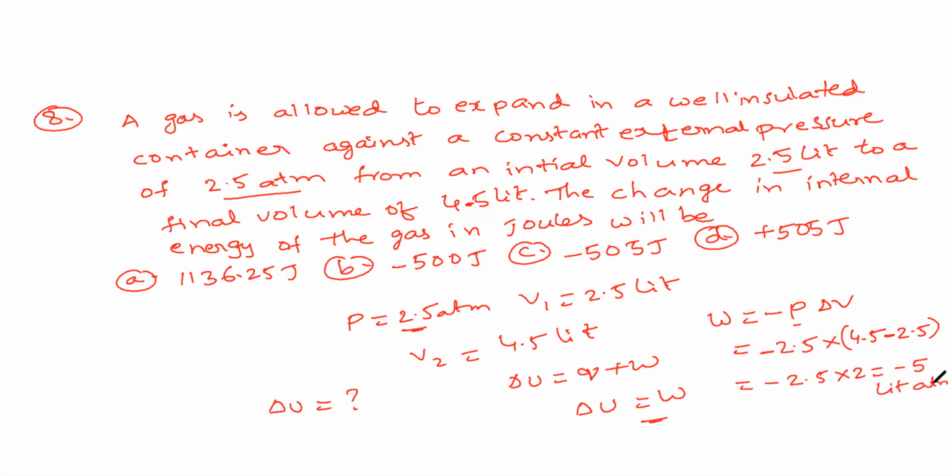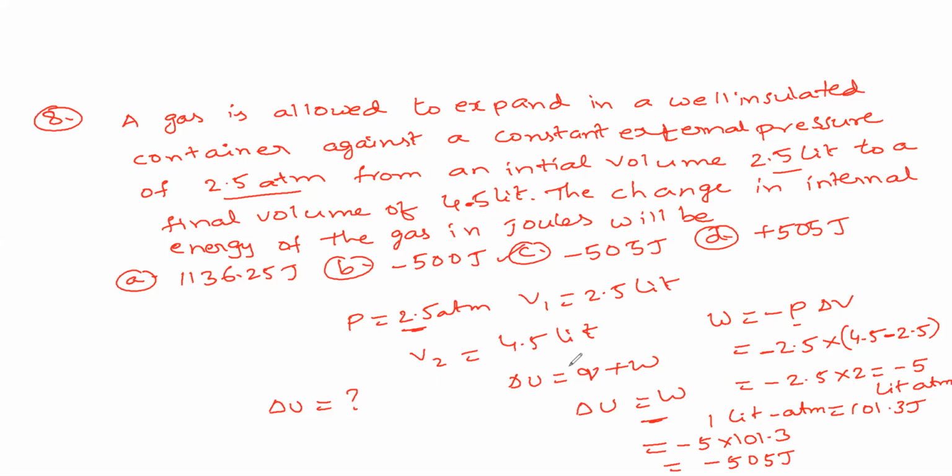But the answer is in joules. So we already know 1 liter atmosphere is equal to 101.3 joules. So straight away we take minus 5 into 101.3, which is approximately equal to minus 505 joules. So the answer is the third option. I hope it is clear.